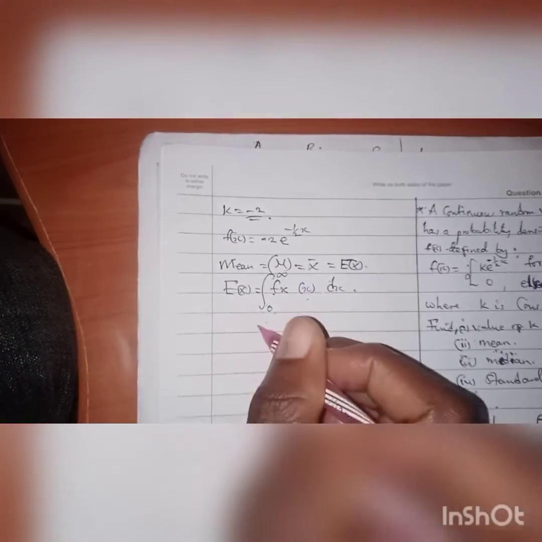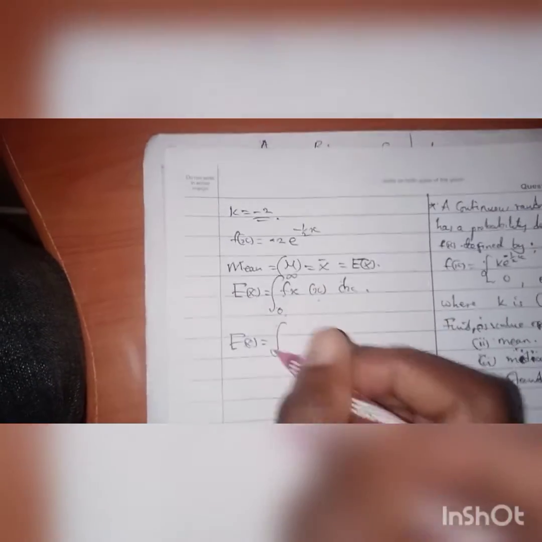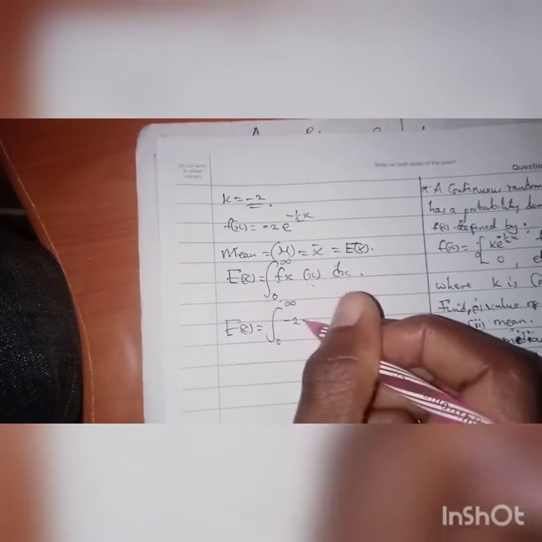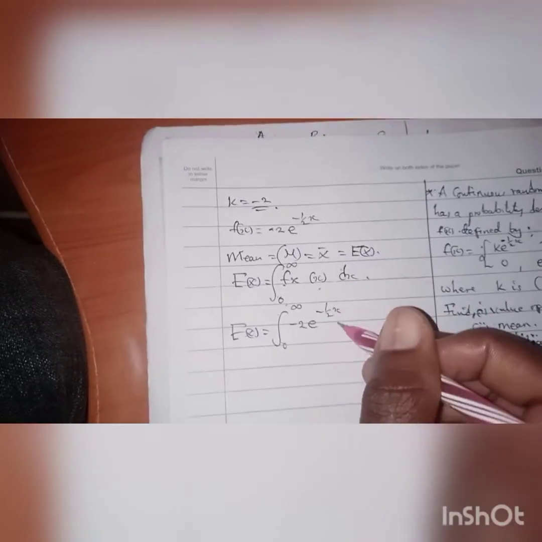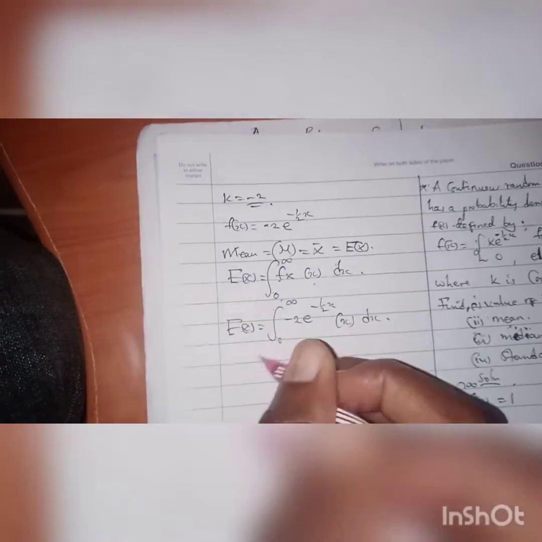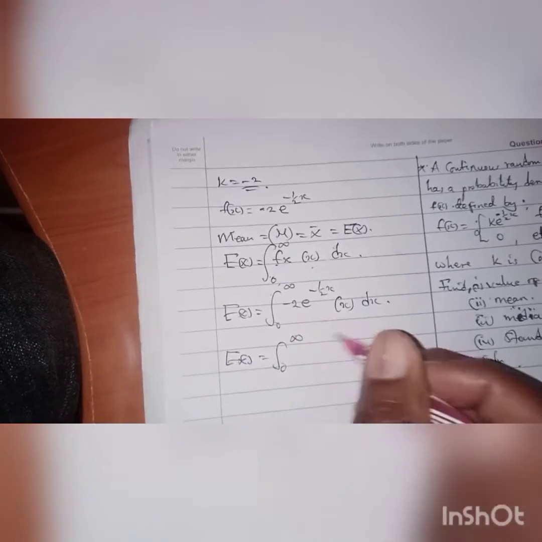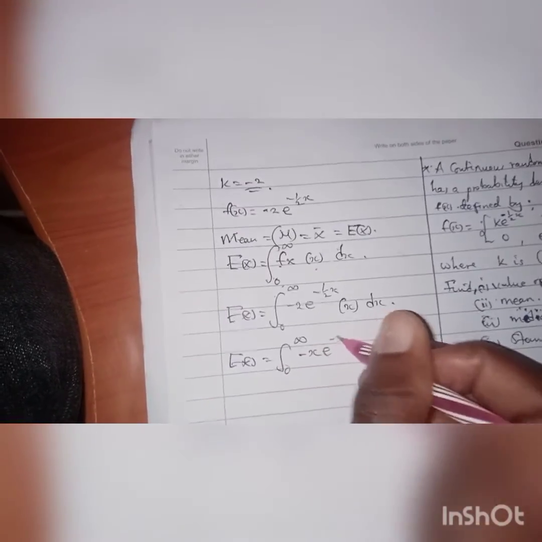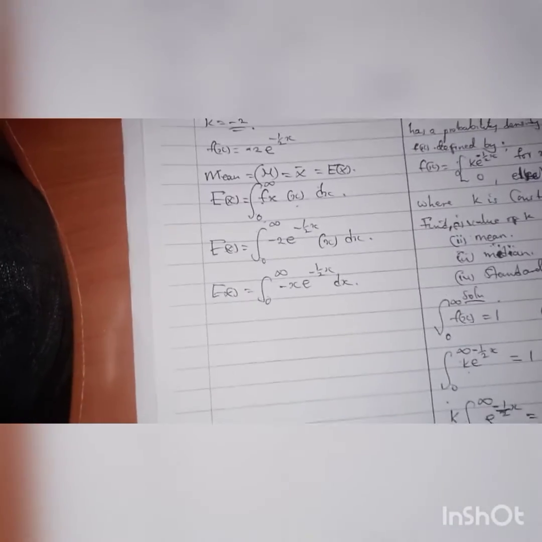So our mean E(x) is just the integral from 0 to infinity of 2e raised to the power minus a half x, then we multiply it by what? By x dx. When you multiply that function by x, E(x) equals the integral from 0 to infinity of x e raised to the power minus a half x dx. I think we are all together up to that point.